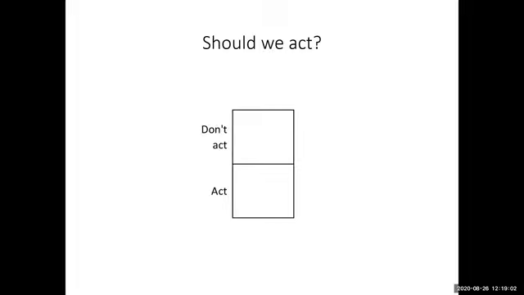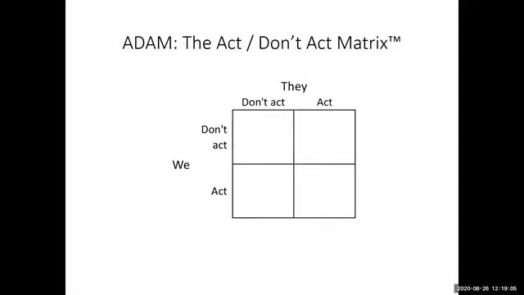Something is missing, and I know that you know what it is. We are missing they, our competitors or other relevant others. And that's where we get into ADAM, the act, don't act matrix. Every consultant needs to have a 2x2 matrix, and this is mine. So we were missing they, and this here with ADAM gives us something that is a truer look at what may go on. Now this is the thing distilled down to its essence.